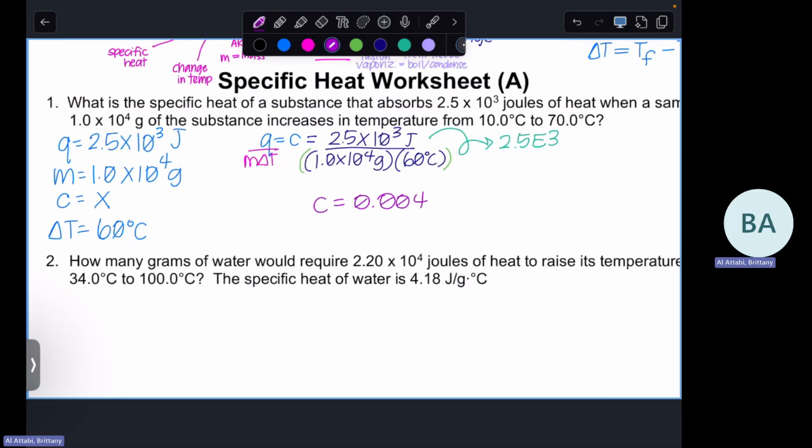Remember that whatever math you do to your numbers, you are also doing to your units, which is why, if you recall from the other day, our specific heat is measured in joules per gram degree Celsius, because it's joules divided by grams times degree Celsius.